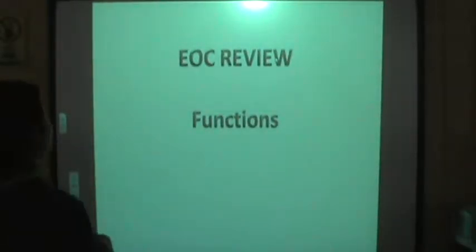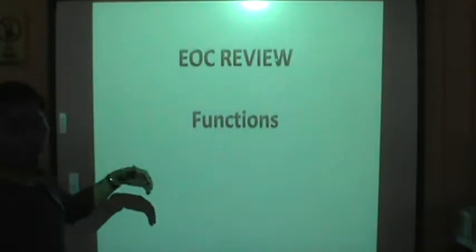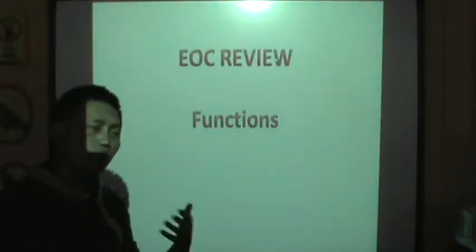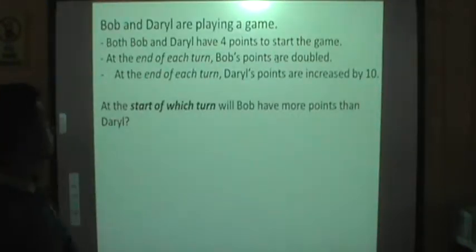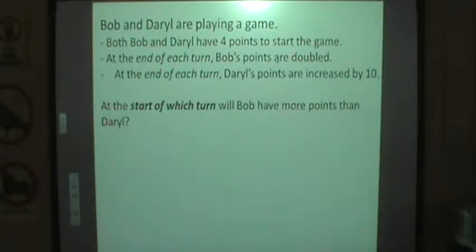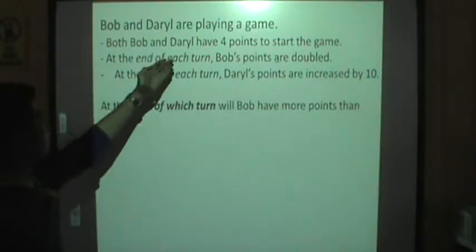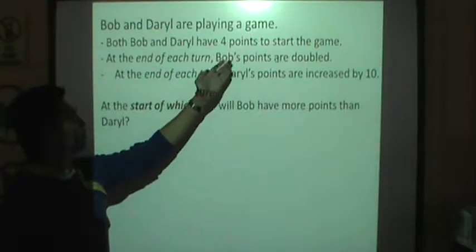Okay, now let's talk about some of the EOC questions, or questions that are similar to your EOC. Here we have Bob and Daryl, and they're playing a game. Both Bob and Daryl have 4 points to start the game.